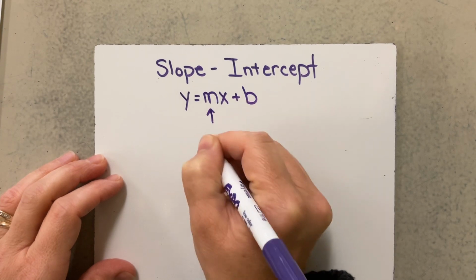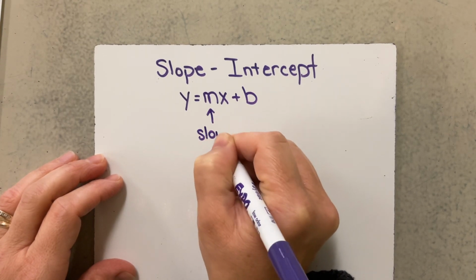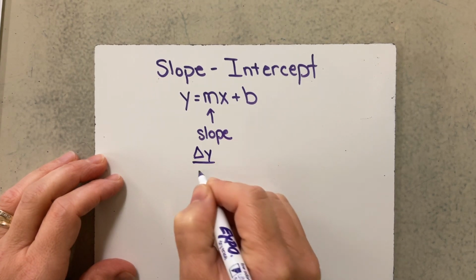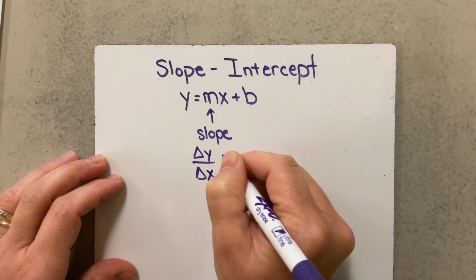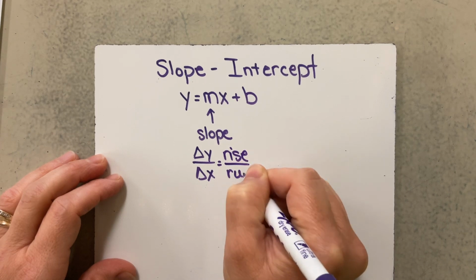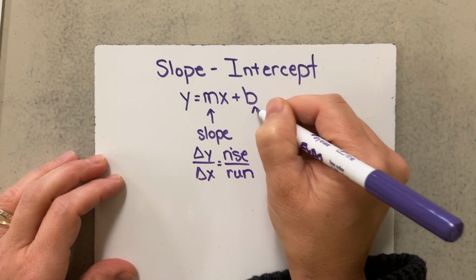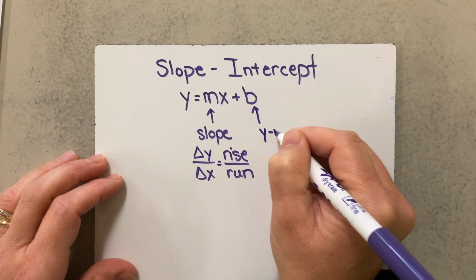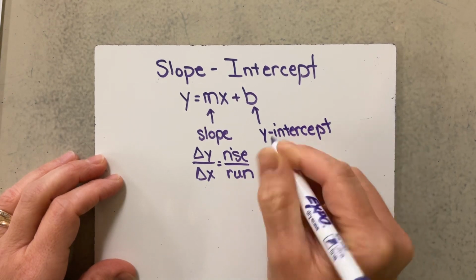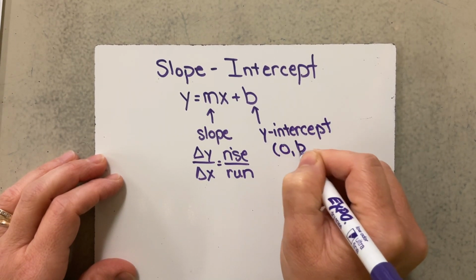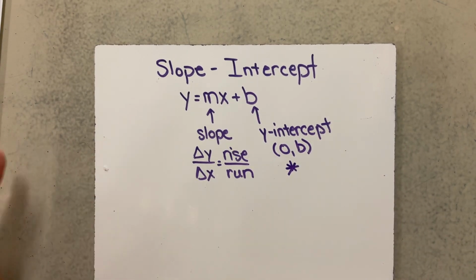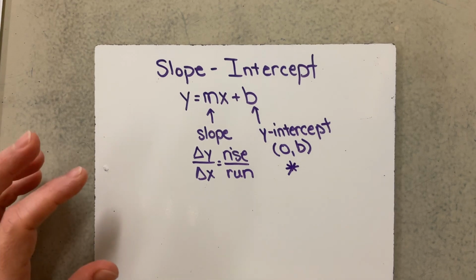We know m is slope. It is the change in y over the change in x, and it is also the rise over the run. B is your y-intercept, and this is when x is 0. This is the point that we start with to graph, and then we would use our rise and run to get to our next point.